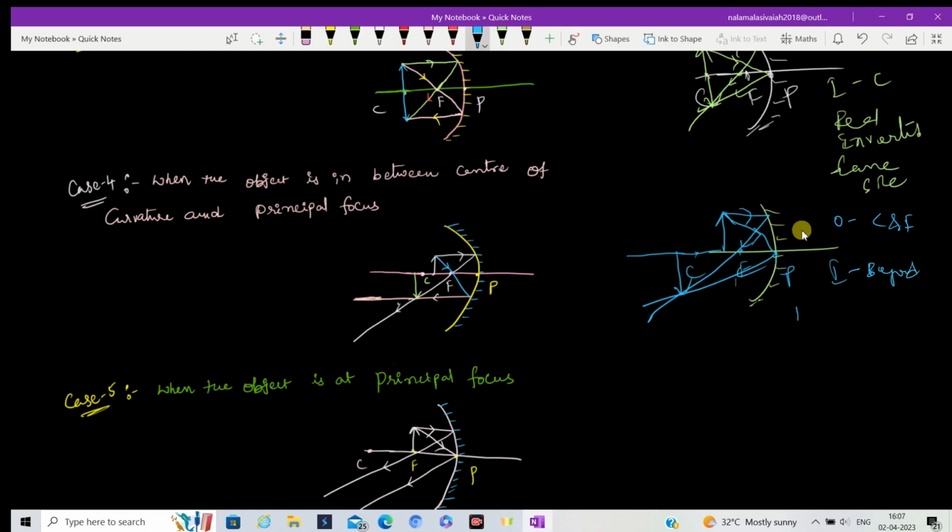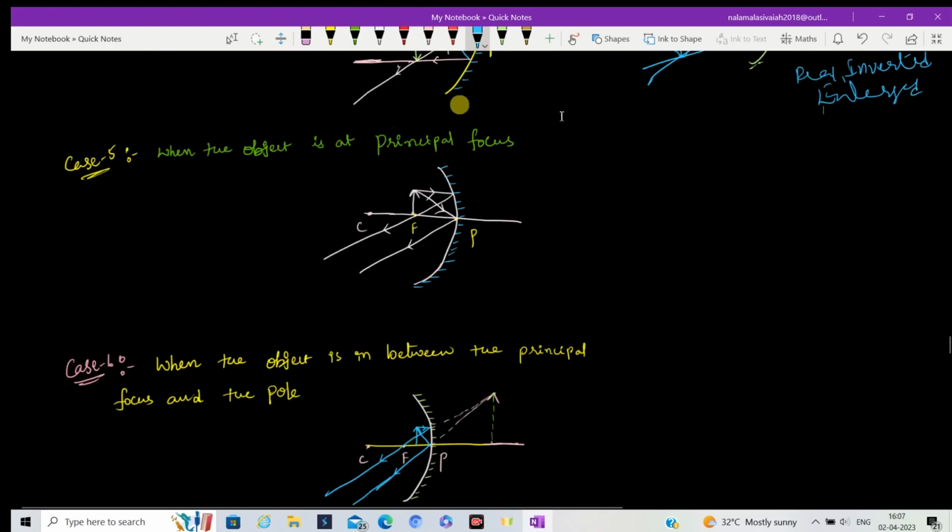What is the nature of the image? Inverted and enlarged image. Why is it enlarged compared to the object? Here it is the object; compared to the object, the image size is increased. That is the reason it is enlarged.